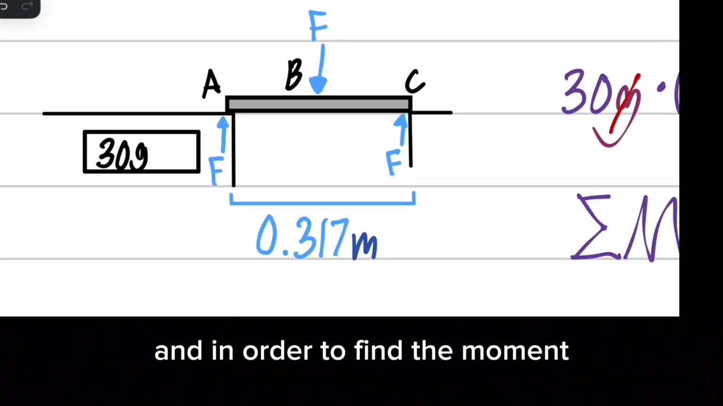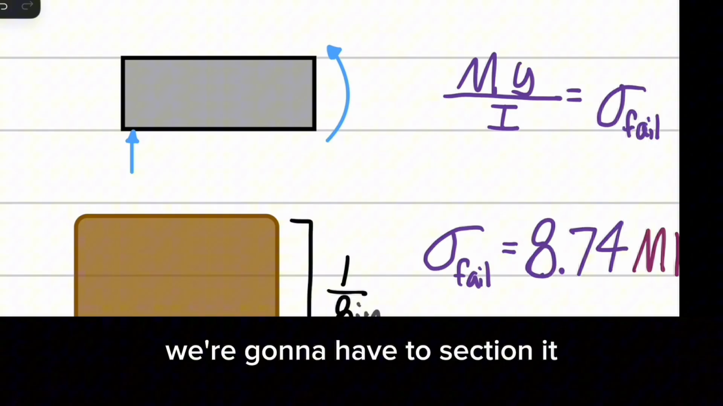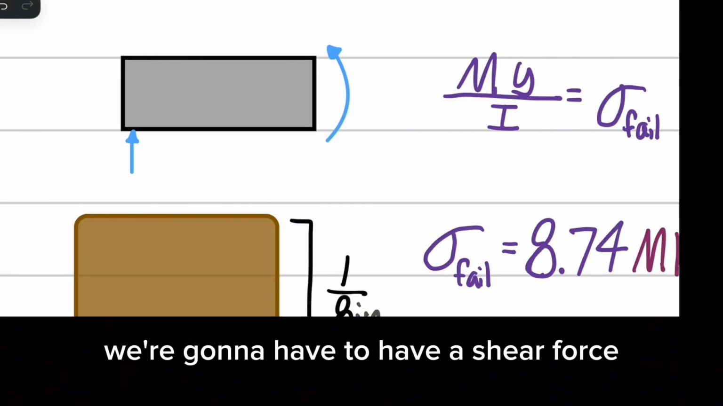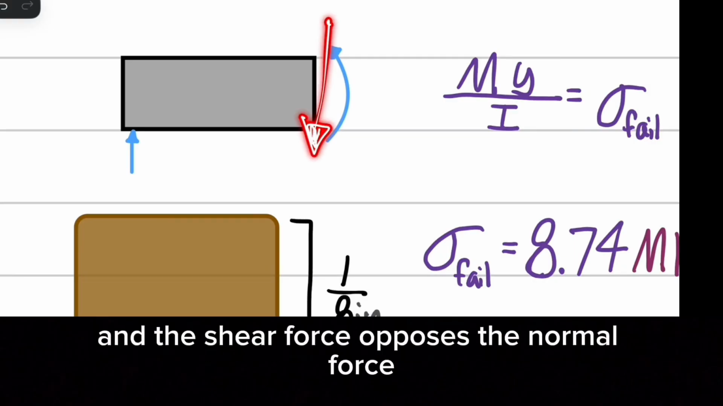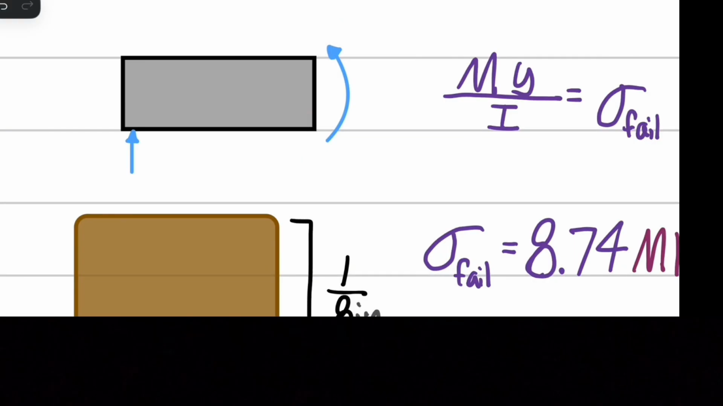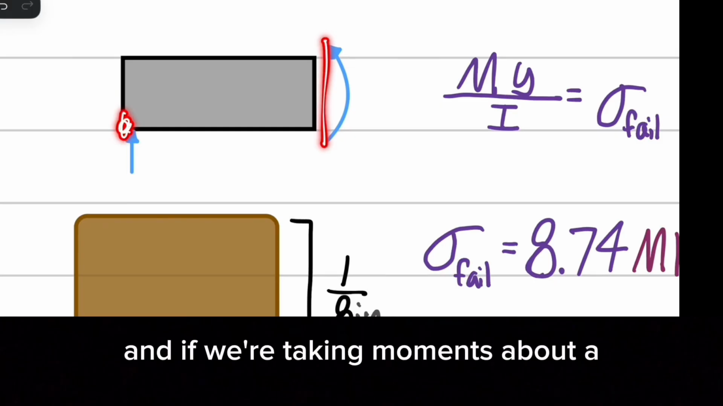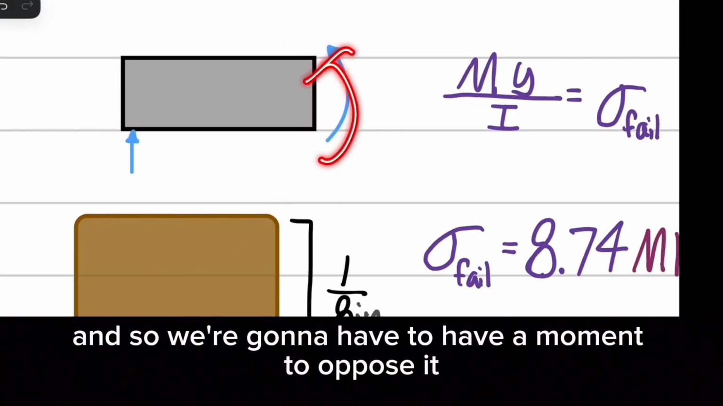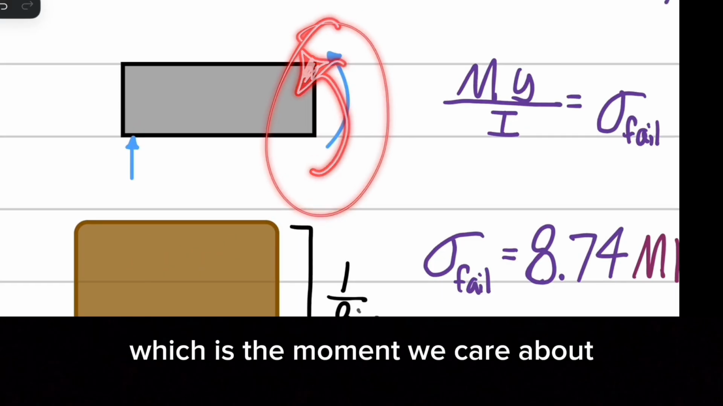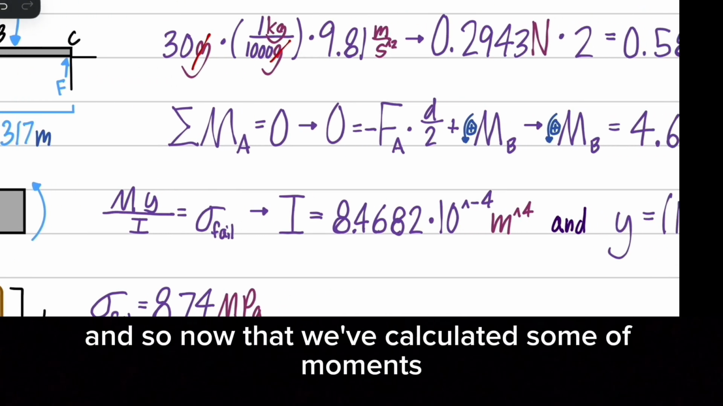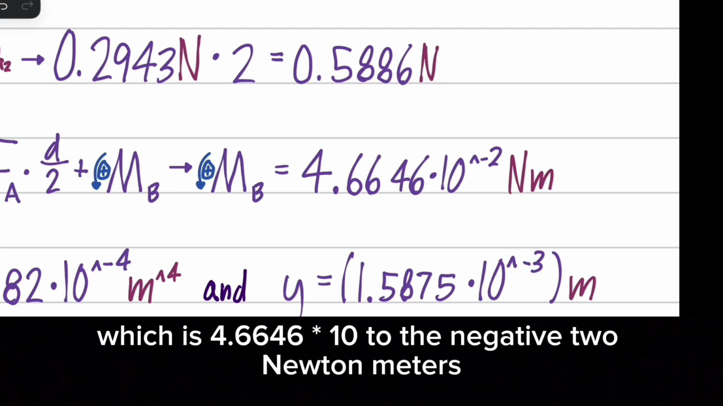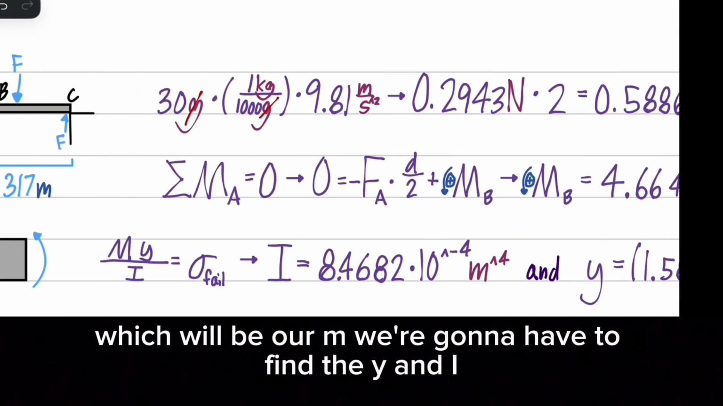And in order to find the moment, we're going to have to section it, which is basically cutting it in half. In order for this to be in equilibrium, we're going to have to have a shear force, and the shear force opposes the normal force. If we're taking moments about A, this shear force is going to cause a moment, so we're going to have to have a moment to oppose it, which is the moment we care about. Now that we've calculated the sum of moments, we get our moment, which is 4.6646 times 10 to the negative 2 Newton meters, which will be our M.